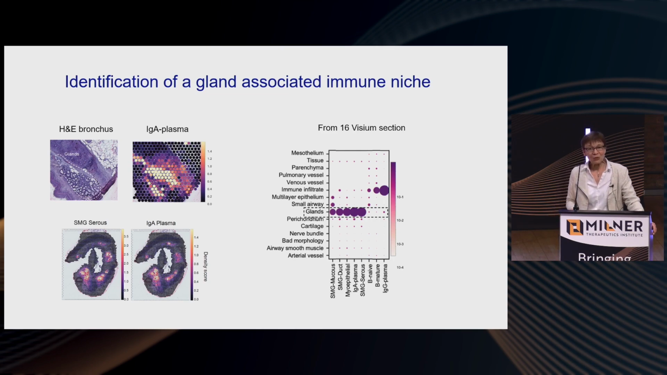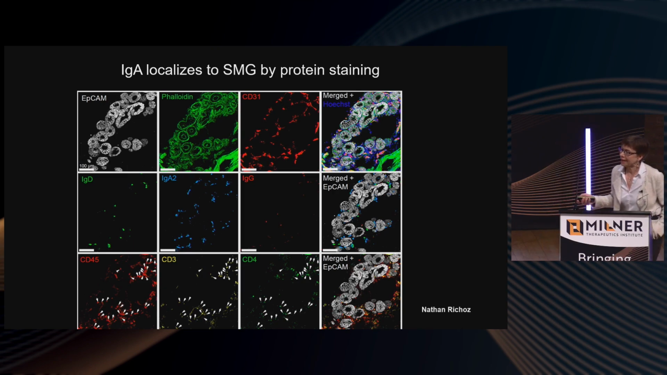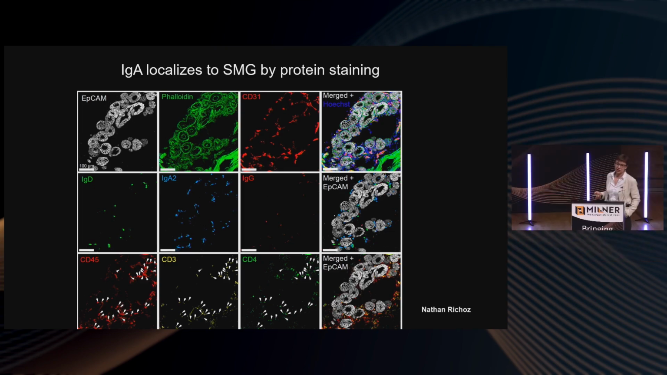And even though I'm a huge aficionado of single-cell RNA-seq, we did want to test that this is also true at the protein level. So we did some protein staining here, a collaboration with Nathan Richoz from Menna Clatworthy's lab. And there you can see that EpCAM stains the glands. And then in the middle panel underneath in blue, you can see that IgA maps to this region, whereas there's very little IgG there. Incidentally, we also see a lot of T cells in this region, which I'll come back to later.